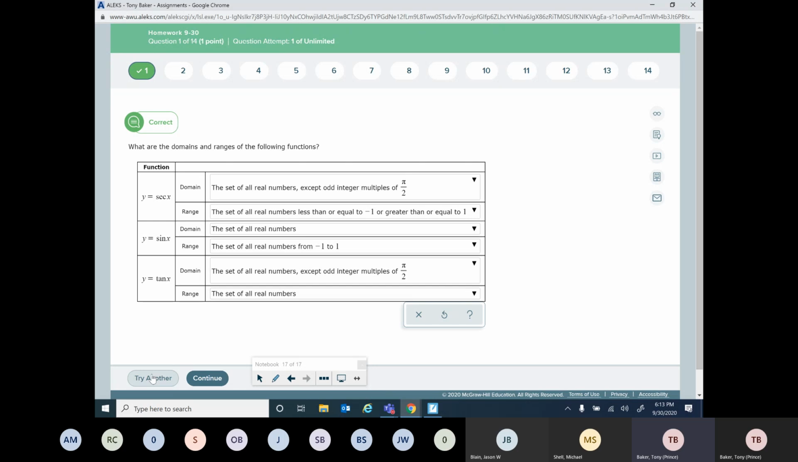So for this topic, what I would do is actually use Desmos and look at the graphs to try to figure out which ones are the domains and the ranges for them.